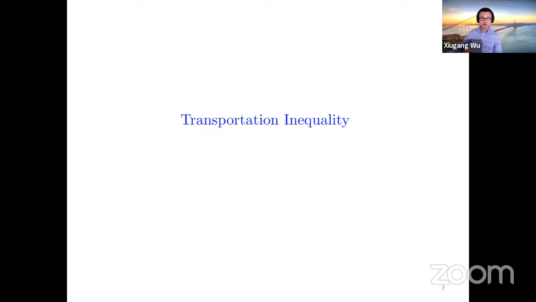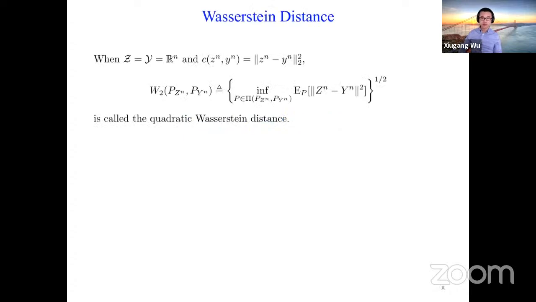So let's first talk about the transportation inequality. And for this, we'll focus on the case when the two probability measures P_Z^n and P_Y^n are defined on the n-dimensional Euclidean space, and the cost function of Z^n and Y^n is defined to be the square of the Euclidean distance between Z^n and Y^n.